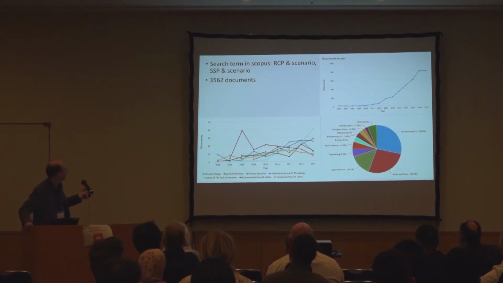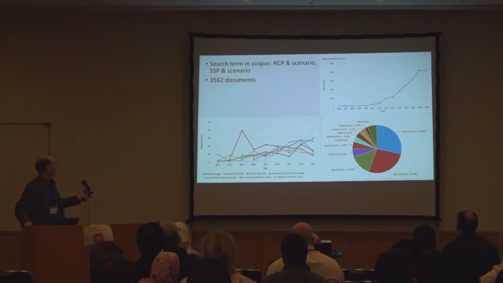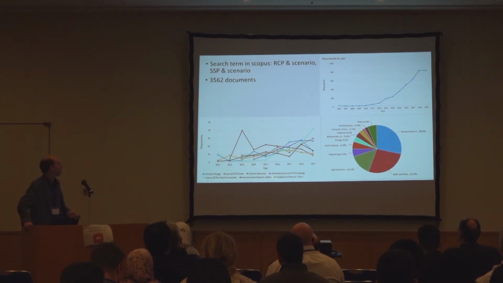Here you see the journals that were mostly publishing the SSP and RCP papers. You see the Journal of Climate, for instance, being really important, and Climate Dynamics. So these are climate modeling journal papers, but also Climatic Change, for instance, being in there, which is much more an integrated science community, and also Science of the Total Environment, which is more on the socioeconomic side. So we see that different journals are picking up SSPs and RCPs.